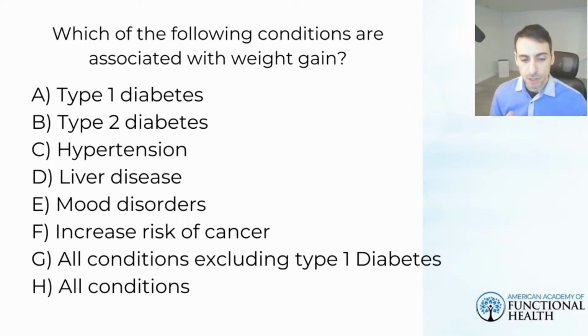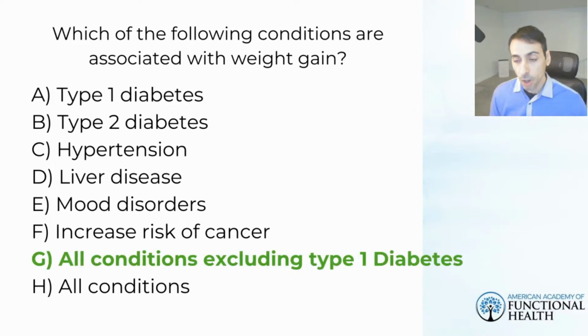So if you said G, all conditions including type 1 diabetes, you are correct. As a general statement, all of these conditions were found to be associated except for type 1 diabetes, which is an autoimmune condition. Now, as I mentioned, obesity can increase the risk, and we're showing that in studies. There's a strong association. If somebody gains weight or they're obese, it significantly increases the risk of metabolic conditions, hypertension, cardiovascular, right? All of those, mood disorders, and even some types of cancer.